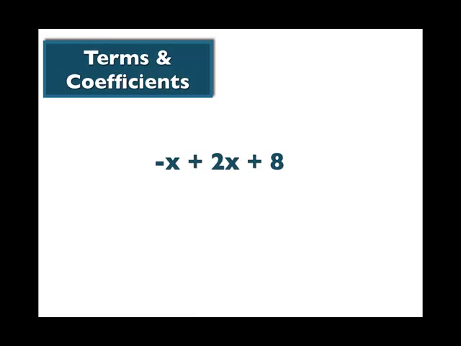Now let's talk about a little bit of the vocabulary that you need to know. If we have the expression negative x plus 2x plus 8, these are called terms. The numbers in front of the variables are called the coefficients. So the numbers in front of these variables are negative 1 and 2. The coefficients are negative 1 and 2. The number without a variable is called a constant. In this case, the constant is 8.